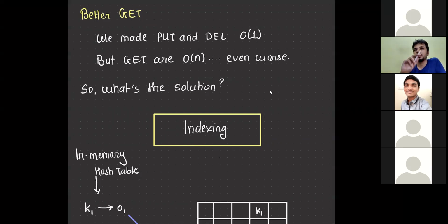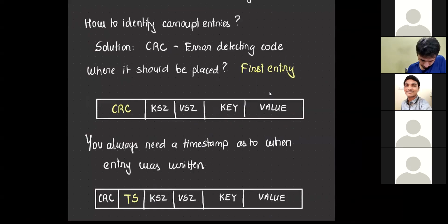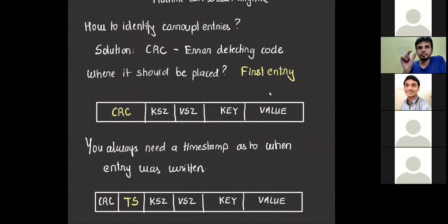Let me take a question. Yeah, Bhupendra. Arpit, can you just repeat the CRC part? So we write the CRC, then we write everything, and let's say when we are writing the value, the machine crashes. How would I know? Okay, so what would you do?